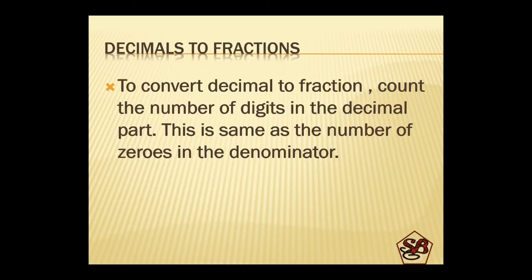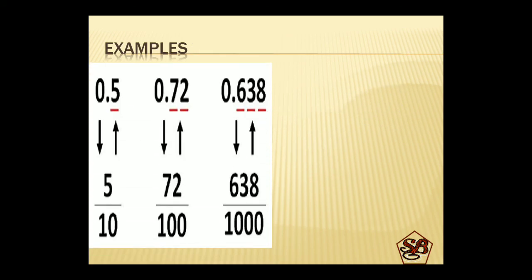Decimals to fractions. To convert decimal to fraction, count the number of digits in the decimal part. This is the same as the number of zeros in the denominator. Let's make it more clear with the examples. Now here we have 0.5. To convert it into a fraction, the first thing is that we write the digits given as they are, which form our numerator. 5.